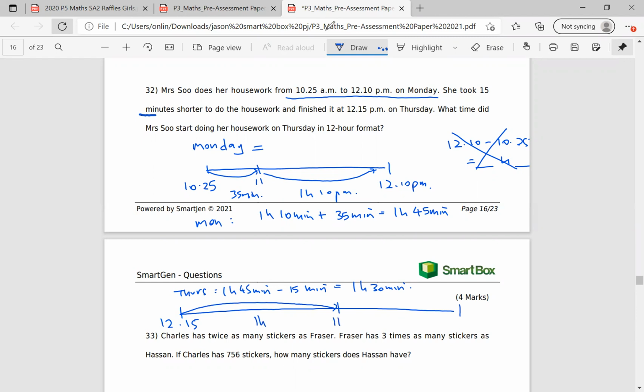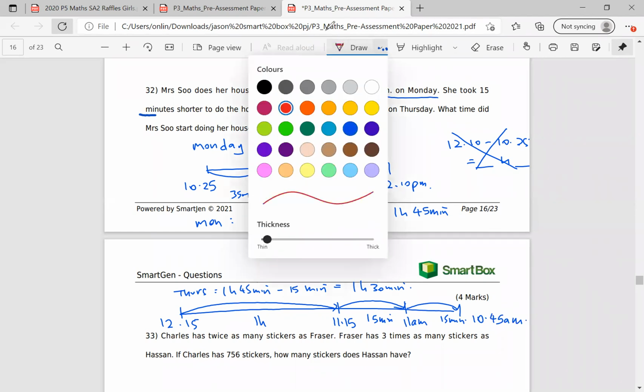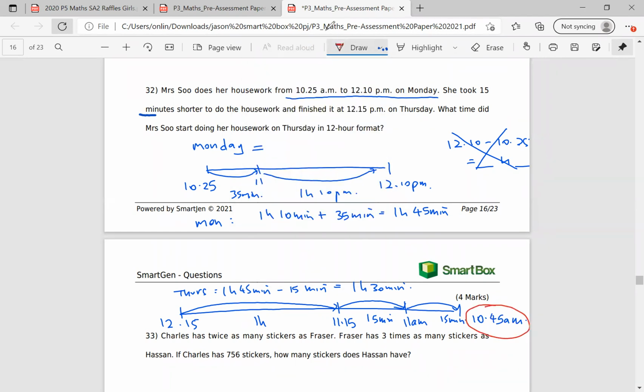Then here will be equals to 11:15. And then because it's a bit confusing for some students to actually imagine it back to 30 minutes straight away, I'll go back by 15 minutes here. So this is 15 minutes earlier. It will be 11 a.m. Then I go back by another 15 minutes here. So I will have 10:45 a.m. So my answer will be equals to this one here, which is the time that she starts doing her housework on Thursday. So this is my answer.